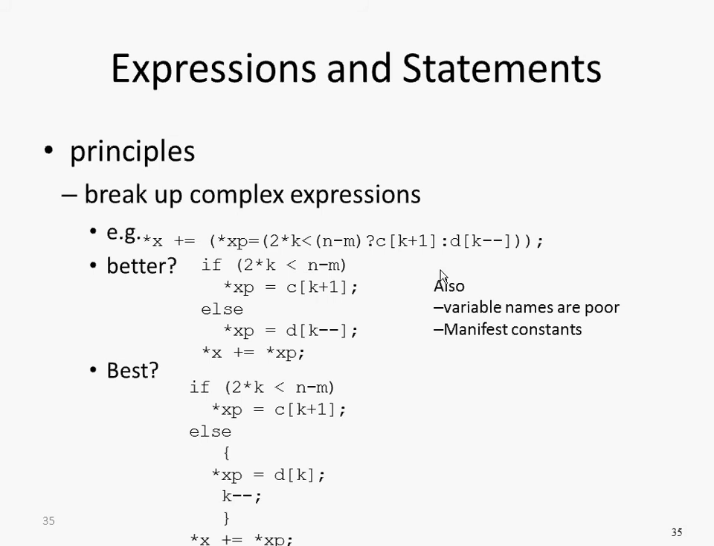And the reason here is that there are still a lot of things that are really cryptic here. Like what the heck is d? And this 2, what does that have to do with anything? What does n minus n mean anyway?